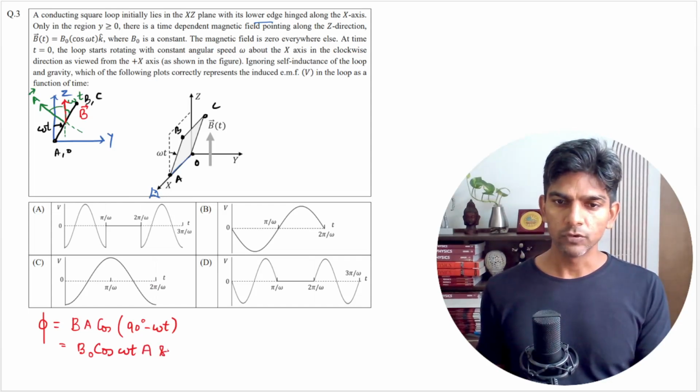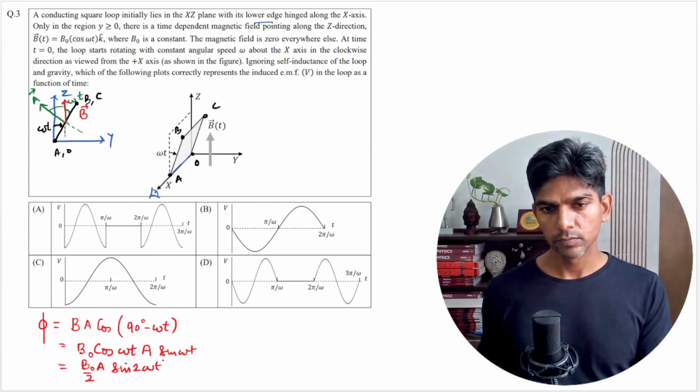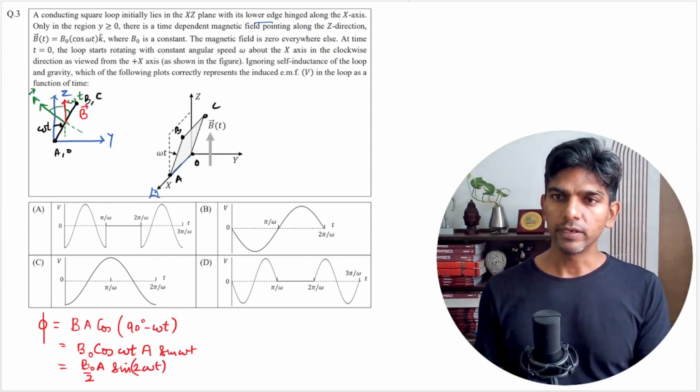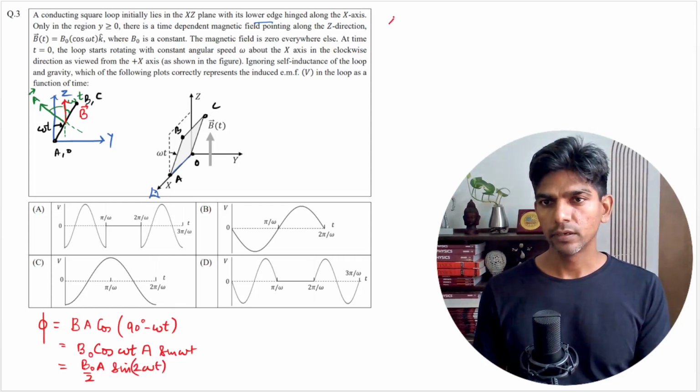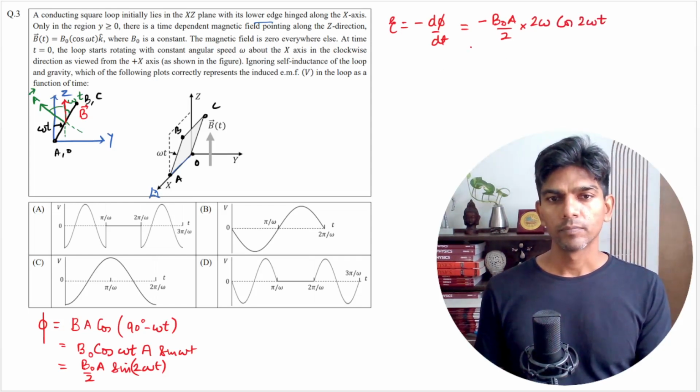And this will be sine omega t. So we are getting the instantaneous flux as B naught by 2 times A sine 2 omega t. So we got this. Now what we can do, we can differentiate this. So induced EMF will be minus d phi by dt, which comes out to be minus B naught A by 2 times 2 omega times cos 2 omega t, right?